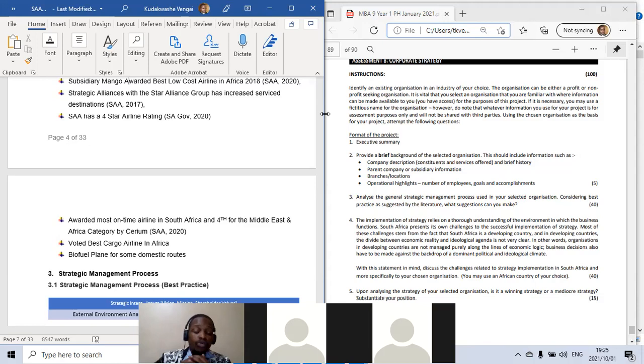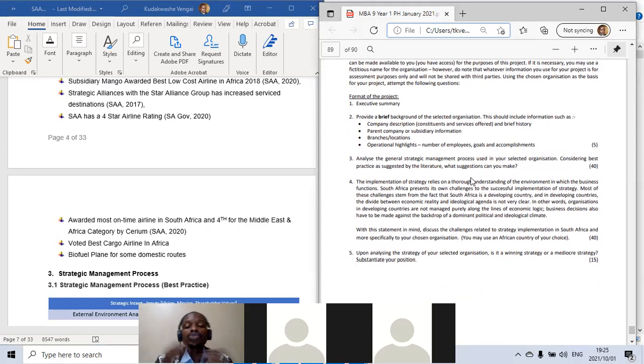So then you go into the second section, which is what we want to focus on today, which says here: analyze the general strategic management process used by your selected organization, considering best practice as suggested by literature. What suggestions can you make? Now, there are two aspects of this question, right? The first aspect is the practical aspect, where you have to tell us the current strategic management process of the organization that you're talking about. That's why they said choose an organization that you know about or can obtain information about. Then the second part of the question is where it says, considering best practice as suggested by literature.